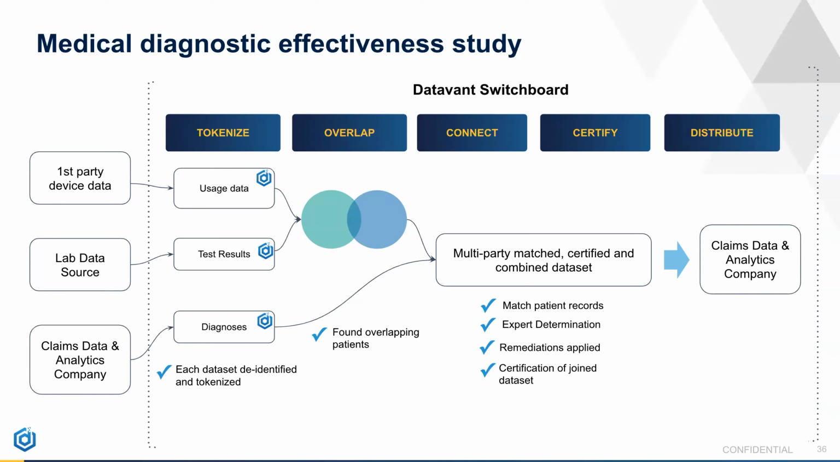And then, like in the last example, the combination of the first-party data, the lab data, and the claims data can all be hosted on the Datavant Switchboard, certified, remediated, and then distributed back to you or to an analytics partner. So that's an additional example.